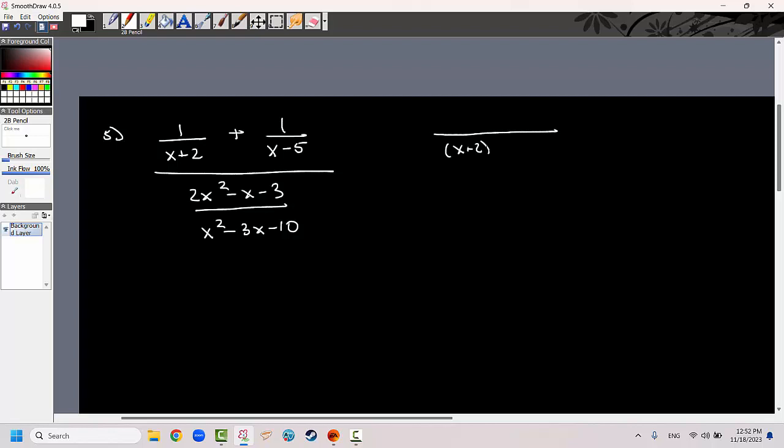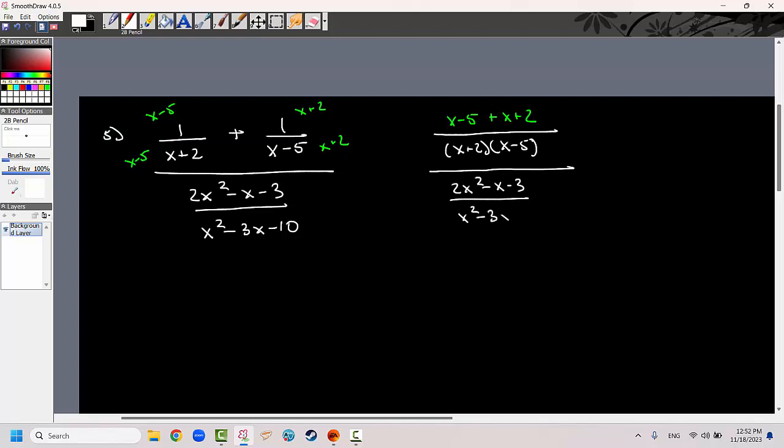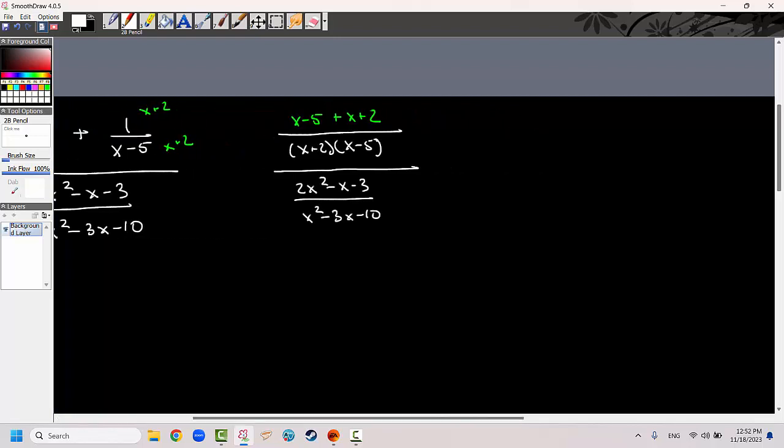It's going to be x plus 2 times x minus 5. So what did the pieces need? This guy needed the x minus 5. This guy needed the x plus 2. And I got to do it to both the top and the bottom. So what I've got is I've got x minus 5 plus x plus 2. And again, that's all over. I have not messed with the bottom yet. That's going to be 2x squared minus x minus 3 over x squared minus 3x minus 10. Let's go and combine some terms here. So it looks like I've got 2x minus 3 up top over x plus 2 times x minus 5.